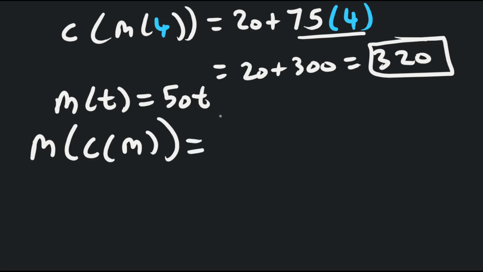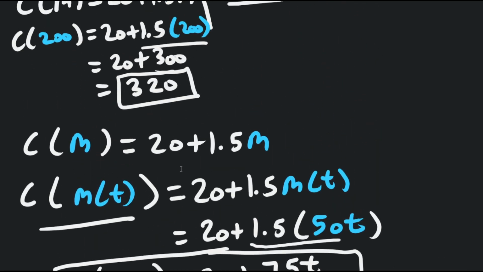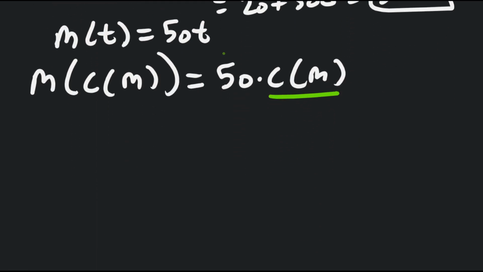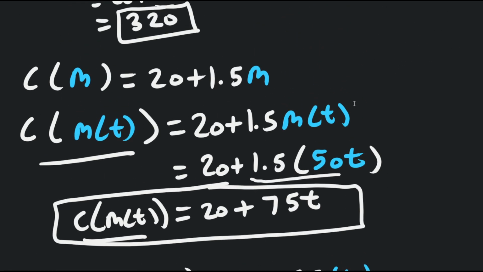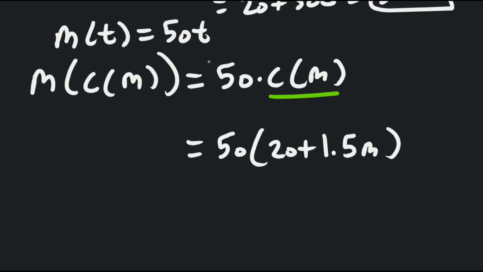So what's M of C of M? That is 50 times C of M. But now what is C of M? C of M, as we saw up here, is 20 plus 1.5m. So we can rewrite this as 50 times 20 plus 1.5m. And we can simplify this. We have a 50 outside the parentheses, so we're going to distribute it. What's 50 times 20? That is 1,000. And what's 50 times 1.5m? That is 75m.